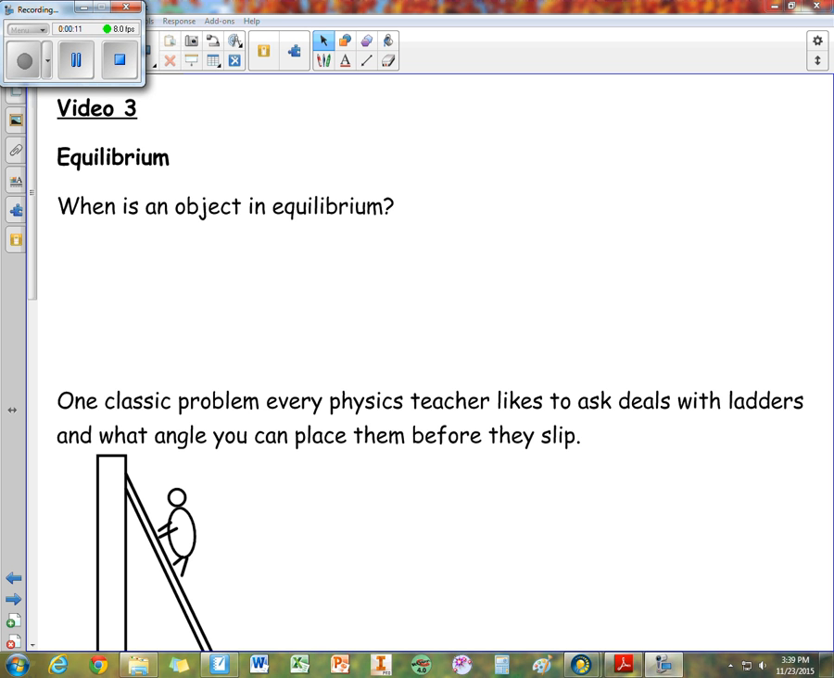Okay, we have talked about equilibrium before when we talked about our notes with forces. Basically, for equilibrium, what that means is that there is no acceleration. There cannot be any acceleration. There can be movement, though. If an object's moving at a constant velocity, it can be in equilibrium. Or if an object's at rest, it can be in equilibrium.